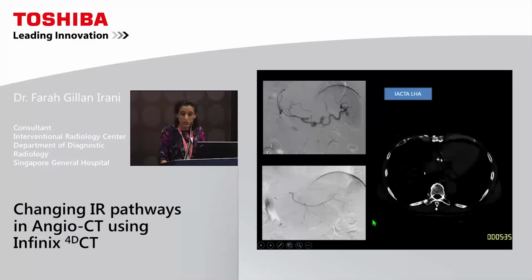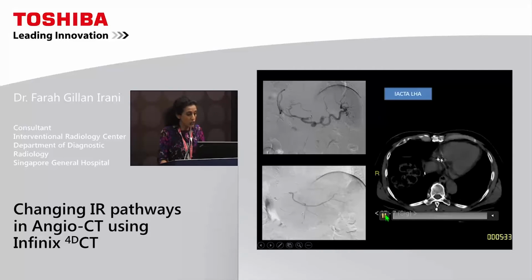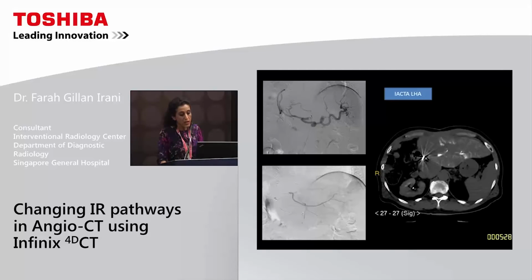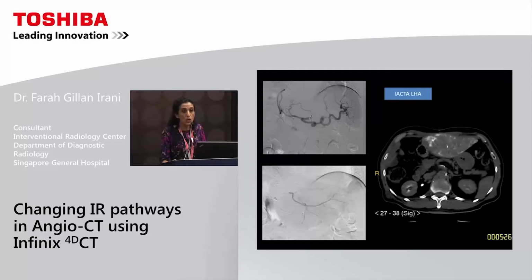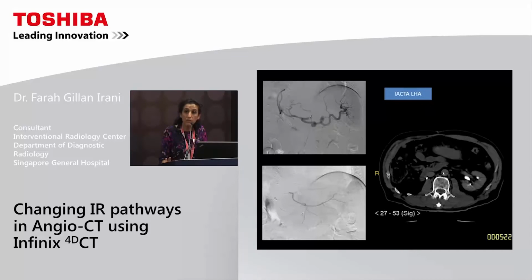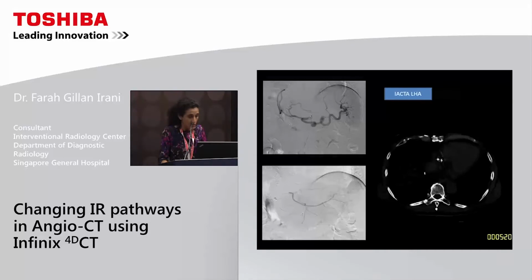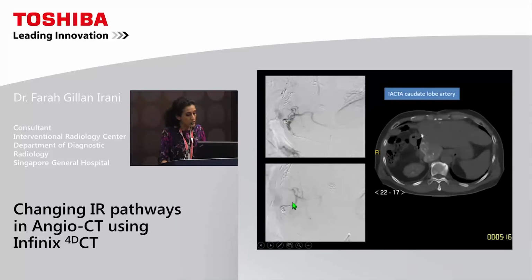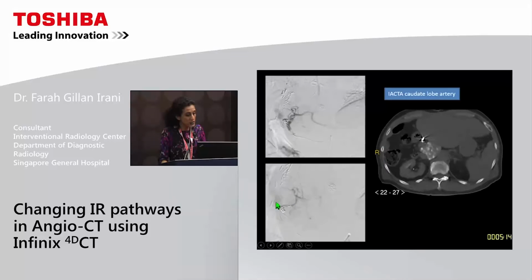In addition, we don't know where the tumors are because there's not really very good tumor blush seen. So we went selectively into the left hepatic artery, and you can see that, lo and behold, there is no filling of the caudate lobe. There's no filling of these arteries, so there's no point embolizing the left hepatic artery. Then we went into this very, very tiny branch, which is actually the caudate lobe supply, and you can see that there is blush here.